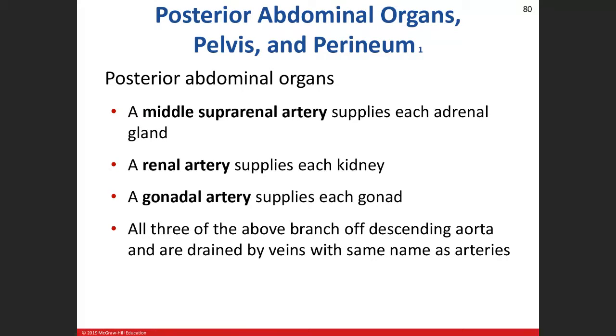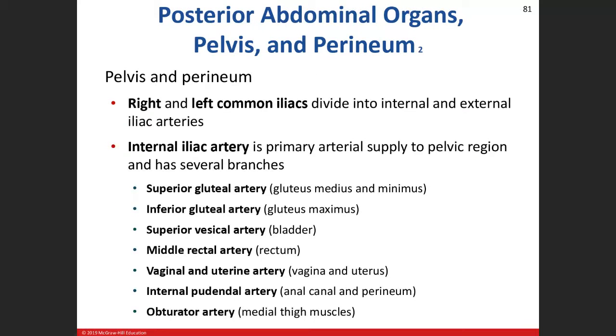So when we're dealing with the arterial supply for this, the middle suprarenal artery, you can also refer to the adrenal gland as the suprarenal gland, all right? So the middle suprarenal artery is going to come off of the abdominal aorta, and it's going to supply the adrenal gland. Renal artery, you know what that's supplying. Gonadal artery, again, depending on the sex or the gender of our model, it'll either go to the testicles or to the ovaries, okay? So all of these come off the descending aorta there. And the nice thing is when we're talking about venous drainage, it's all the same.